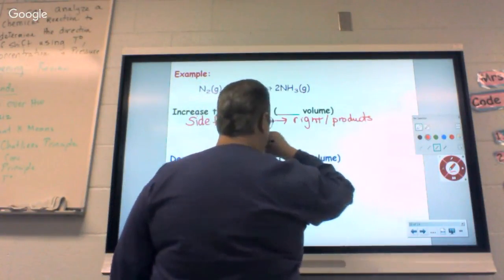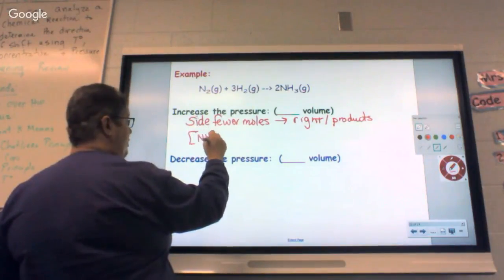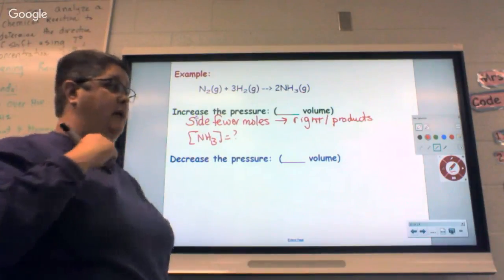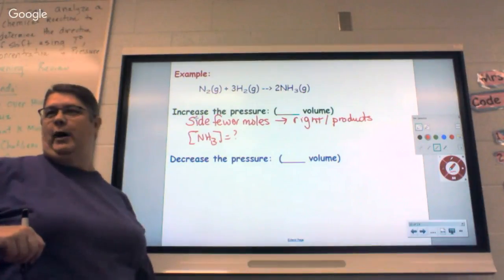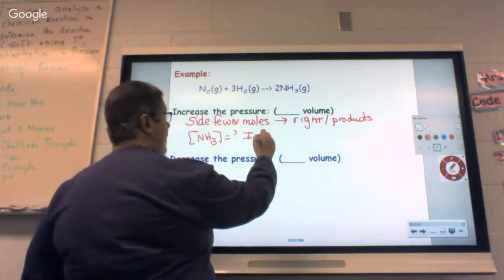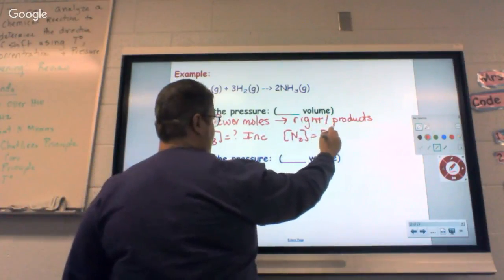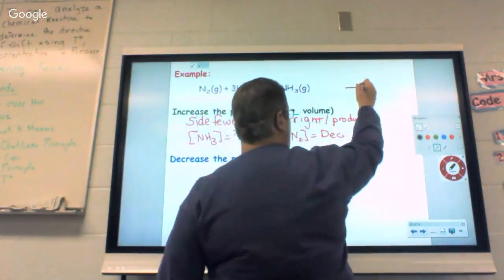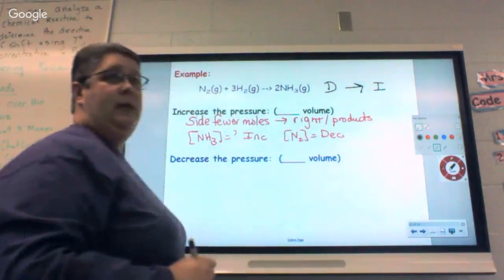So if I ask what happens to the concentration of NH3, what would you tell me? NH3 increases. Now, what would happen to the concentration of N2 then? It would decrease. So anytime you tell me that it goes to the right, the product increases and the reactant decreases.